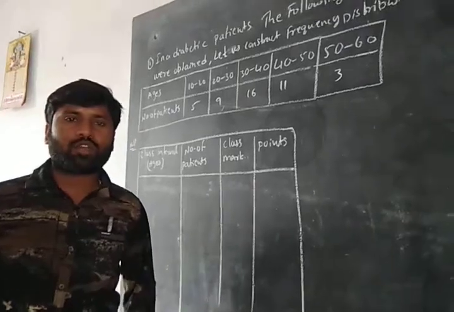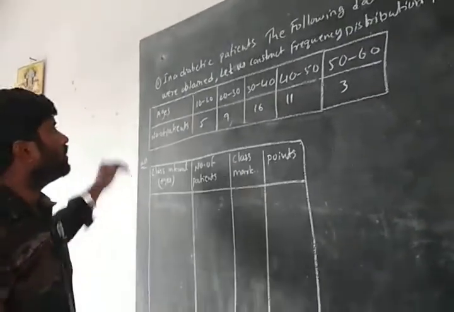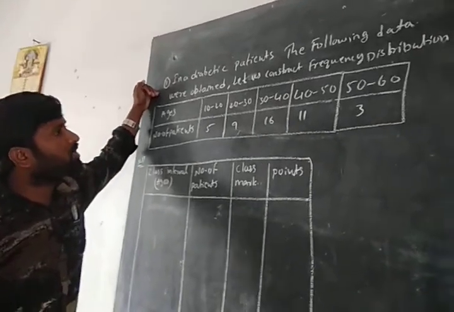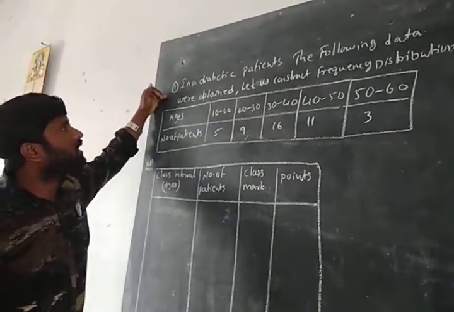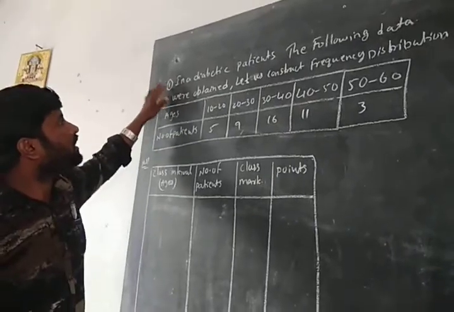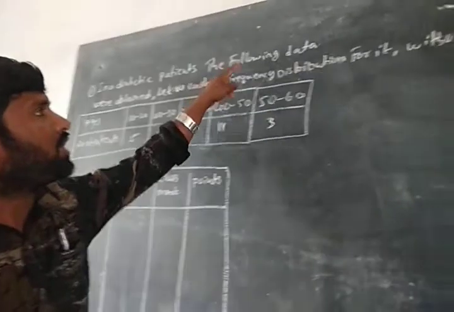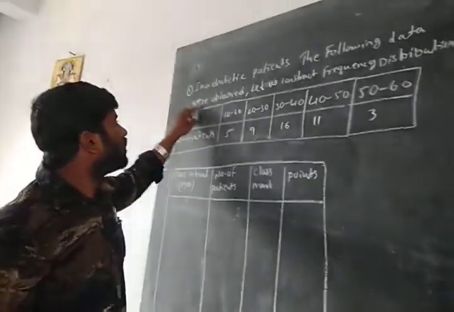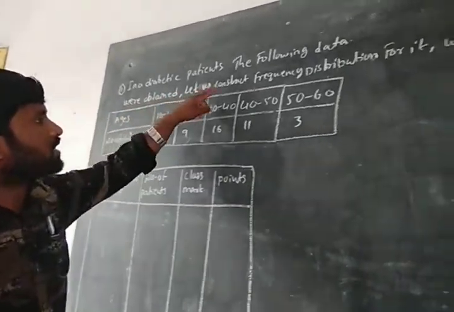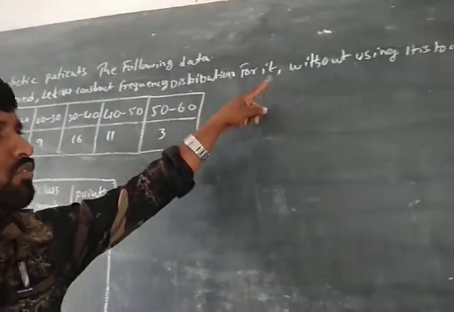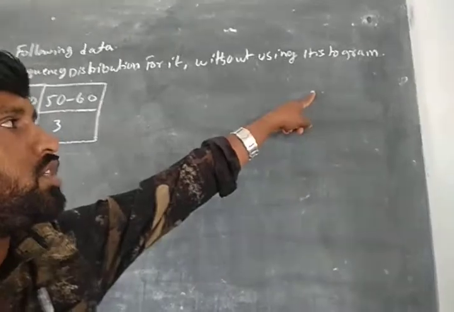Students, today we are going to discuss frequency distribution tables, one of the important graph questions. The question is given here. In diabetic patients, the following data were obtained. Let us construct a frequency distribution for it without using a histogram.